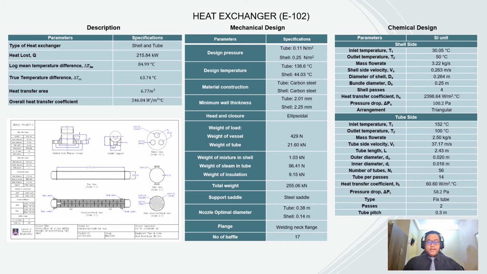We also use welding neck flange for our flange with 17 number of baffles. For our shell and tube material of construction, we choose to use carbon steel. For chemical design, on the shell side, we use 4 shell passes with pressure drop 100.2 Pascal with triangular arrangement. In our tube side, we use fixed tube as our type of tube with 2 passes and 2.43 meter of tube length. The pressure drop for our tube side is 58.2 Pascal.